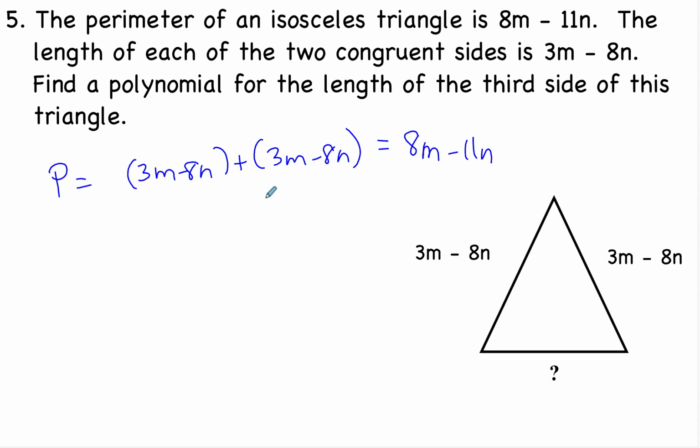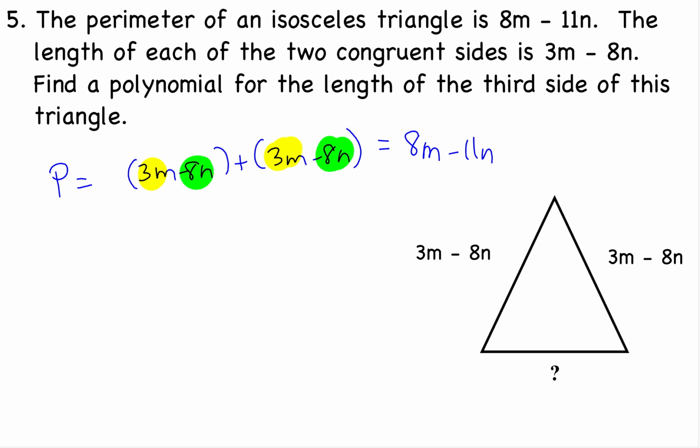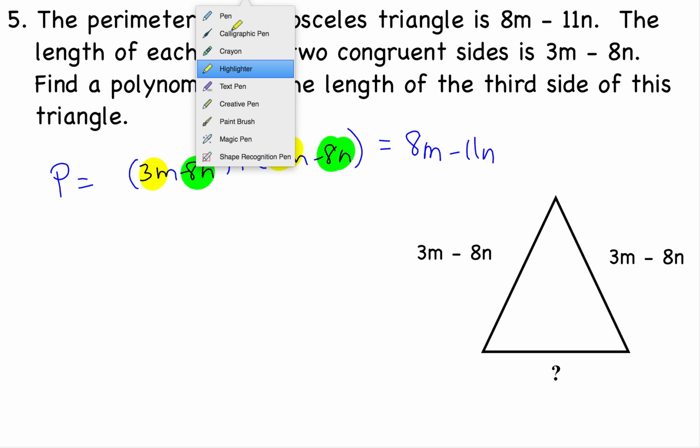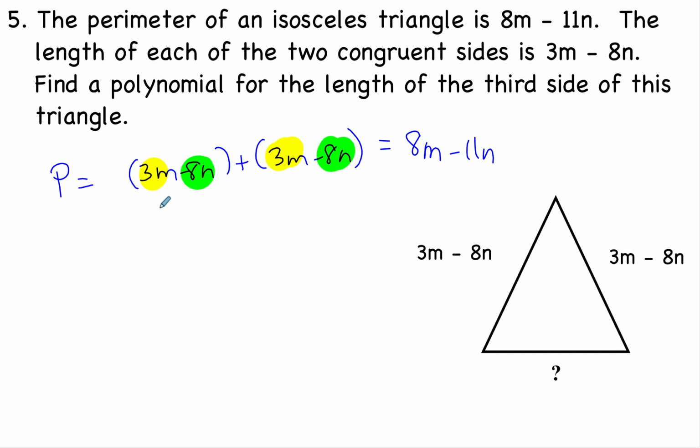So what we want to do is combine our like terms. So let's look at our like terms here. This term and this term are alike. And then this term and this term are alike. So let's get those together first on the left side. When we do that, we get 3m plus 3m is 6m. Minus 8n minus 8n is minus 16n. And that's equal to 8m minus 11n. So now we need to get the rest of our stuff together.